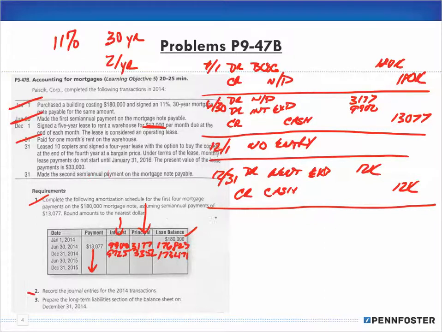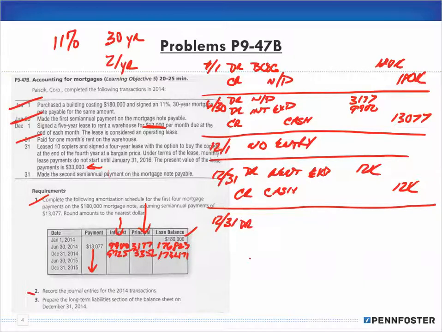All right, so 12/31, right? We're leasing the copiers. Okay, so we're purchasing the copiers, right? And we're going to make a payment of $33,000, 4 years from now. So we're getting the equipment, right? That's an asset. This is a capital lease. It's not an operating lease.